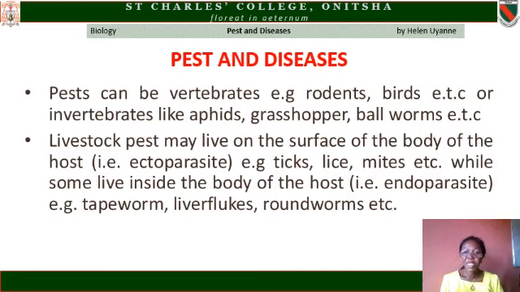Now, some of these pests can live on the surface of the host or inside the body of the host. When they live on the surface of the host, they are called ectoparasites. We have examples such as ticks, lice, mites, like the ticks that attack cow and even dogs. Then we have some of them that live inside the body of the host, which are the endoparasites. These include tapeworm that lives in the intestine of man. We have liver flukes and the roundworms, etc.